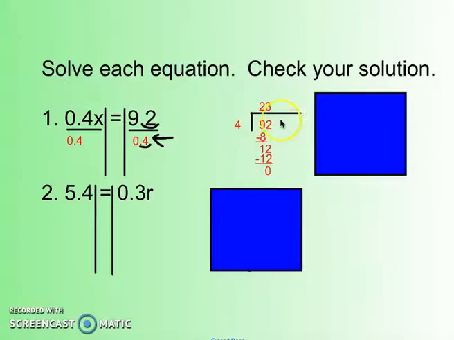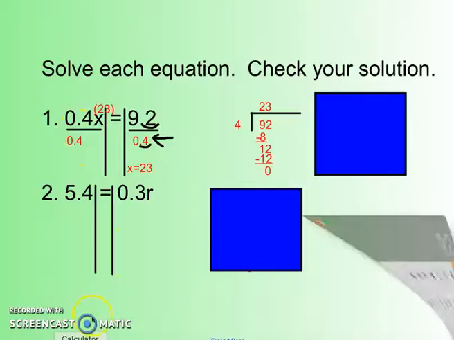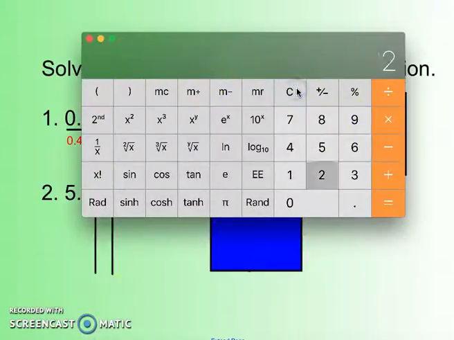And so this is what I got. 92 divided by 4 is equal to 23. And so my answer is 23, and I can actually check this. If I plug it in for x, I'm going to put parentheses around it just so that I inform myself that I'm plugging it in. I'm taking 23 and it's next to 0.4, so I'm going to multiply. 23 times 0.4 gives an answer of 9.2.